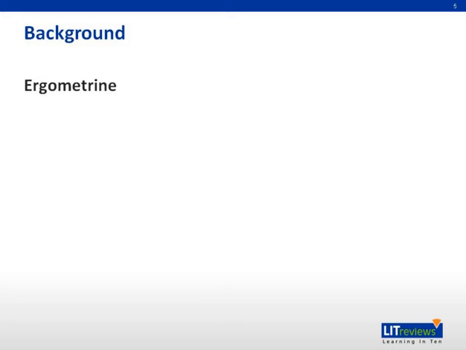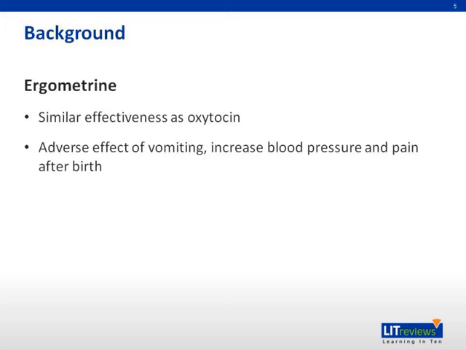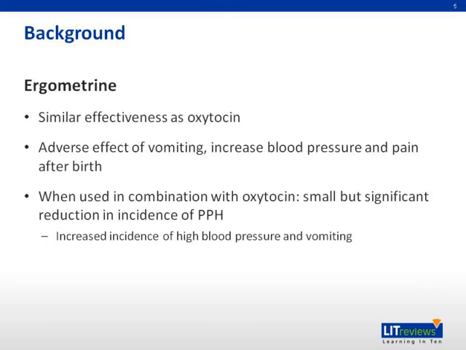Ergometrine is an alternative to oxytocin also used in preventing PPH in C-sections. It has similar efficacy as oxytocin and has additional adverse side effects of vomiting, increased blood pressure, and pain after birth. When used in conjunction with oxytocin, there's a small but significant reduction in incidence of PPH. However, the side effects of high blood pressure and vomiting are increased. Furthermore, ergometrine is less heat and light stable than oxytocin, which may make it more difficult to use in resource-poor countries.